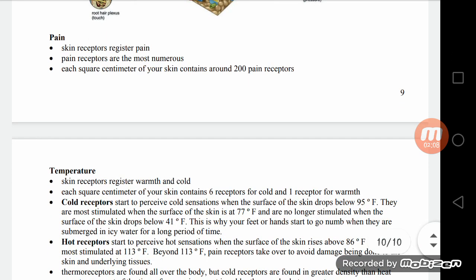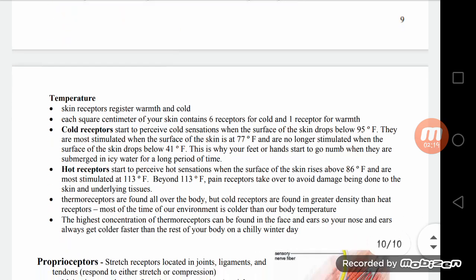Then pain. Skin receptors register pain. Pain receptors are the most numerous. Each square centimeter of your skin contains around 200 pain receptors.